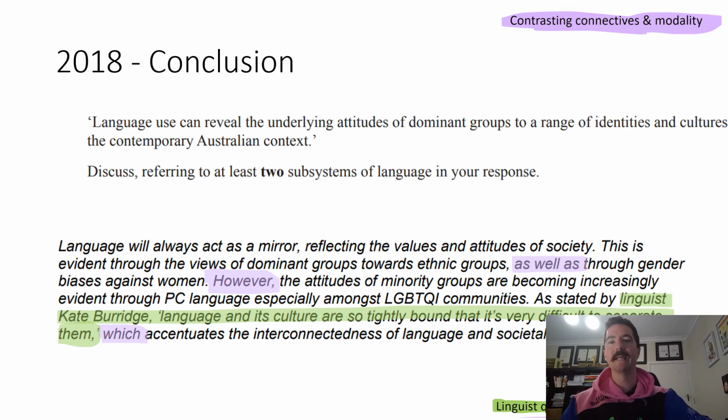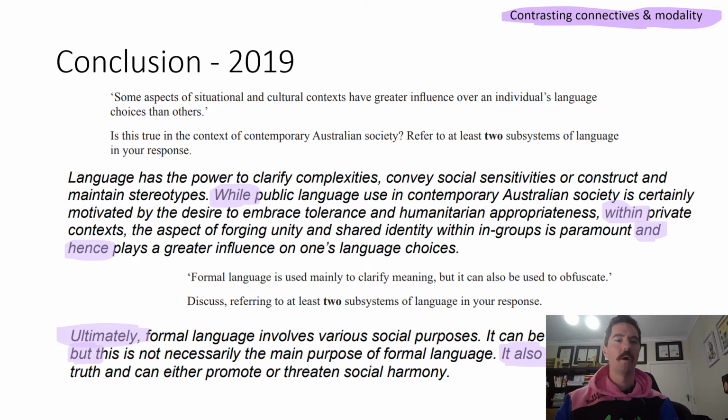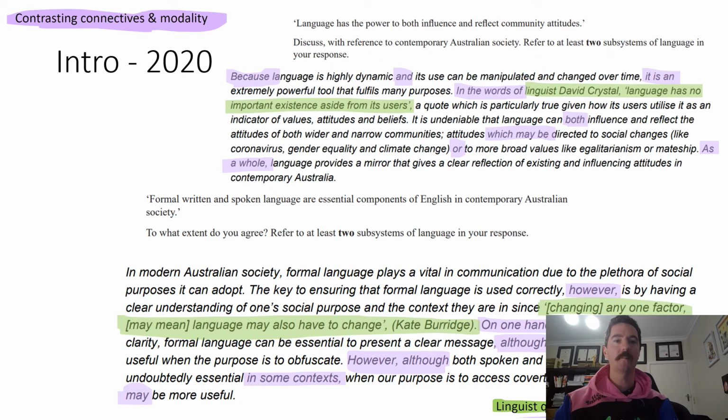Conclusion, this is where we're looking at contrastive connectives and modality. So this is true for both the intro and the conclusion, but you can see some purple words highlighted here. You might want to pause and think about how you can use them. So while, within, hence, and, it also, ultimately, all these are great. And even more here, again, pause it, and there'll be some right at the end as well. And of course, linguist quotes in intro and or conclusion works well as well.